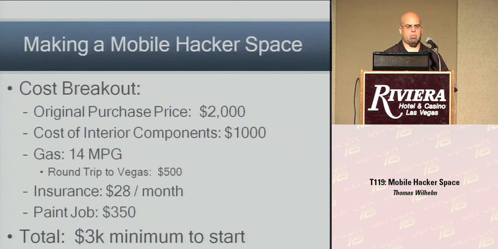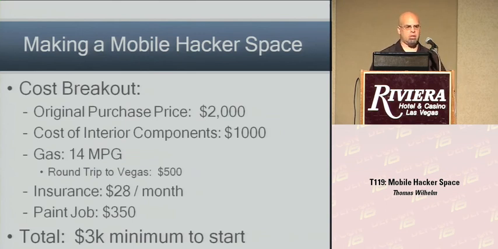The original purchase price was $2,000. The cost of the interior components, and I'm not talking about the paint job or anything like that, just the things you need to have up and running, and it doesn't necessarily include the equipment either: the shelving units, the panels, the nuts and bolts, the flooring, that broke out to about $1,000. I get about 14 miles per gallon. As I mentioned, the round trip is $500. Insurance for me is $28 a month. It'll drop a lot more in about 5 years because it goes into that antique category, and there's a whole different rate for that.